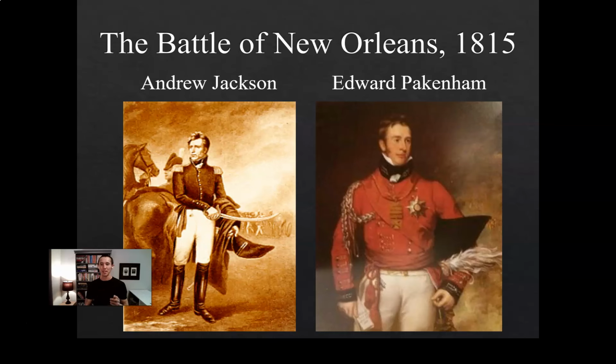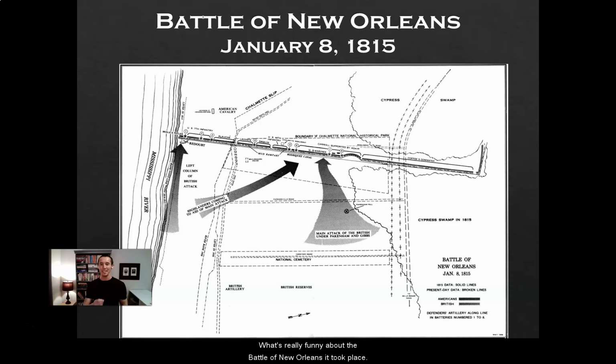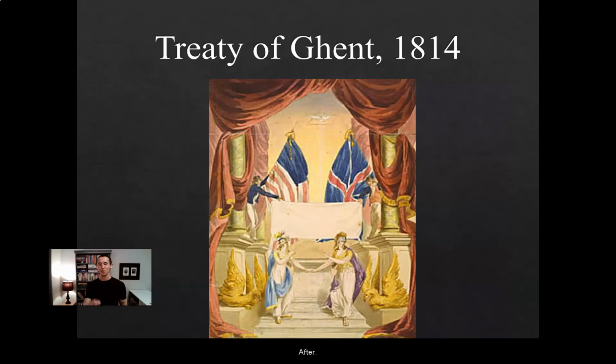And what's really funny about the Battle of New Orleans is it took place after a treaty was signed. In December of 1814, the United States and England had worked out a treaty to end the fighting called the Treaty of Ghent. The Battle of New Orleans happened several weeks afterwards, so communication was so bad back then, they didn't get the news in time. The Treaty of Ghent ended the War of 1812, status quo antebellum. That's Latin. Antebellum means before the war. Status quo means everything stays the same. So according to the terms of the Treaty of Ghent, neither side won anything or lost anything.